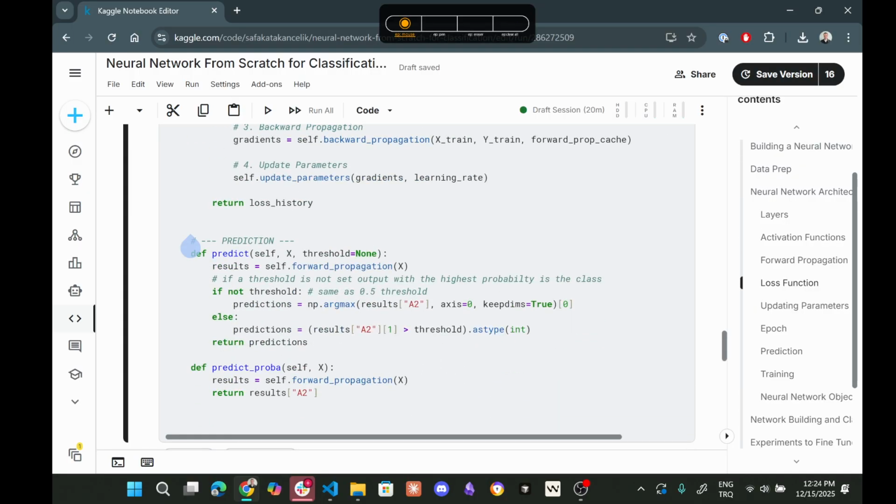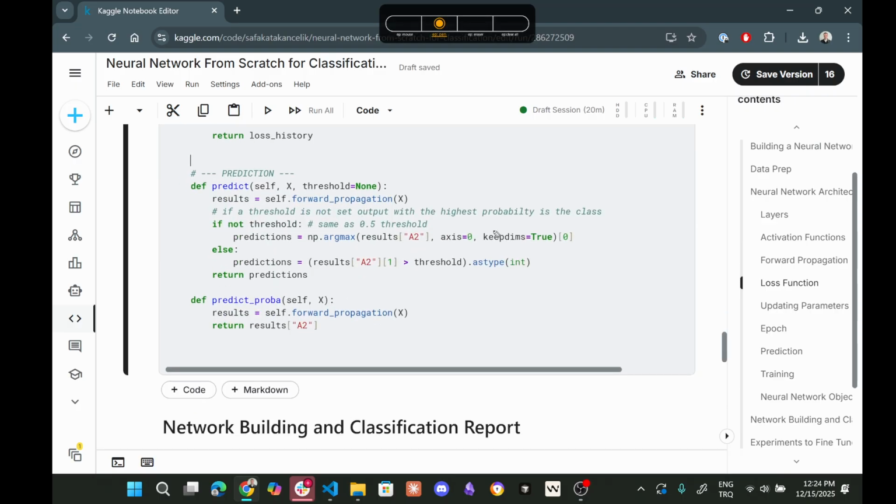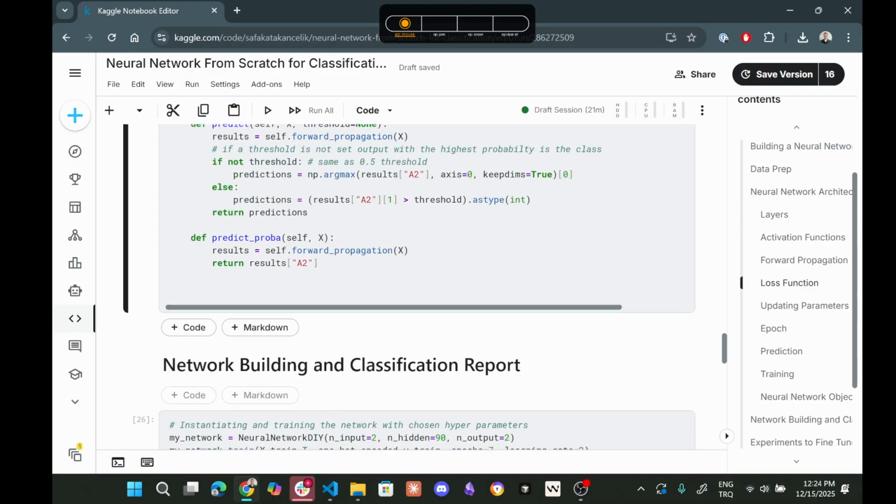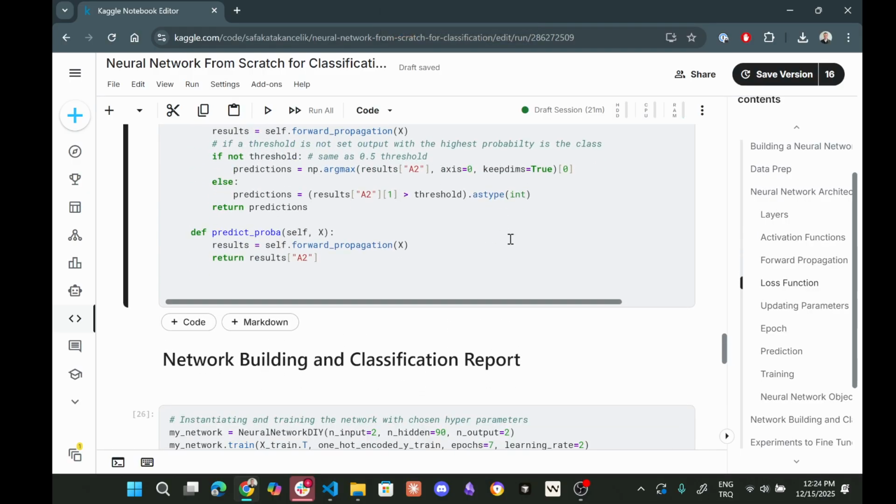There's this prediction function which predicts in two different scenarios. If I don't give it a threshold, it uses an argmax to assign the class with the highest probability. If not, it uses a threshold. It's simple. And the predict prob uses the same forward propagation function to get to the probabilities, but it doesn't generate predictions, it returns the probabilities directly. So that is the entire network.